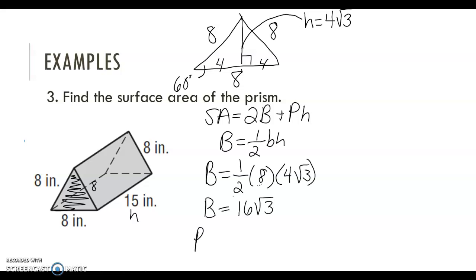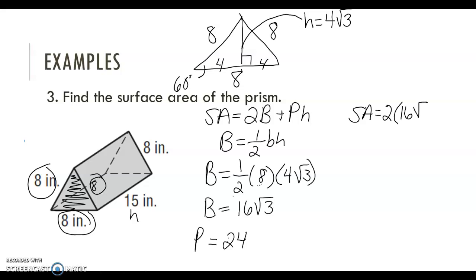Let's just figure out what the perimeter would be. 8 plus 8 plus 8. That's going to give me a perimeter of 24 inches. And now I can substitute everything in. So surface area 2 times this base area of 16 square root of 3 plus this perimeter of 24 times the height of 15.